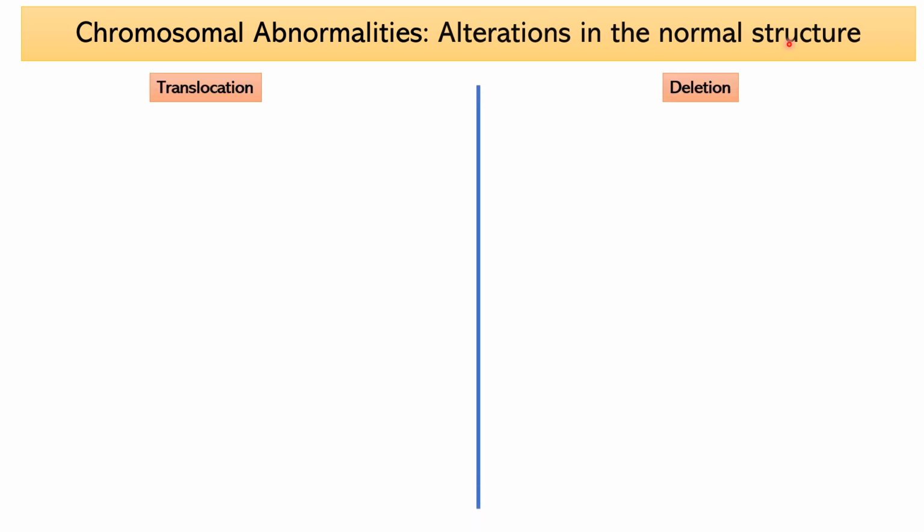So the second type of chromosomal abnormalities involves alterations or changes in the normal structure of the chromosome rather than the number of chromosomes. So here the change is going to affect the structure of the chromosome itself. Of course, there are different examples of changes in the structure of chromosomes. However, today we will just focus on translocations and deletions.